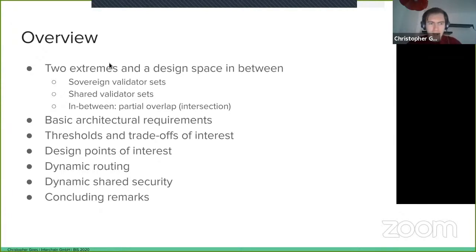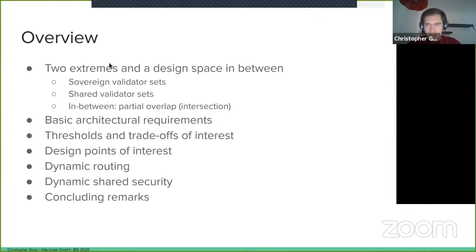So I'll outline what kind of architecture that requires, what kind of cross-chain message passing needs to be taking place, what the chains need to reason about, what kind of heterogeneity is still possible, what kinds of common requirements have to be satisfied. I'll talk about different thresholds of overlap, which provide perhaps different guarantees or trade-offs of interest.